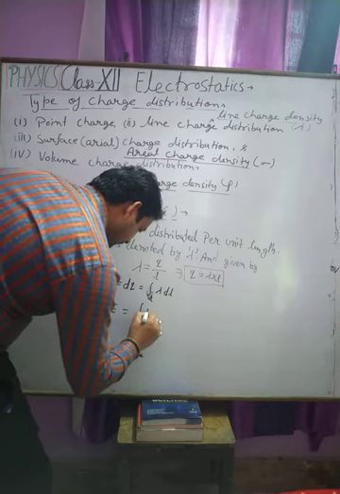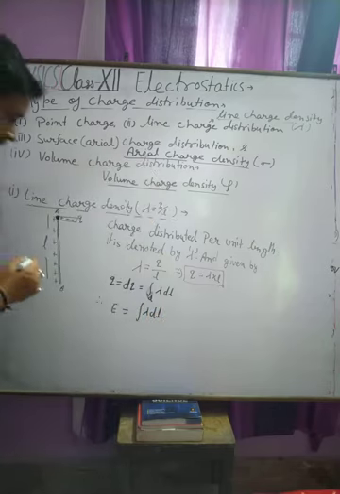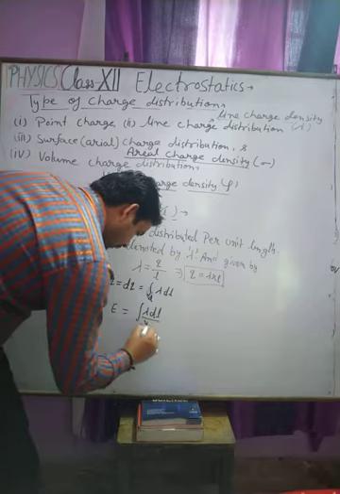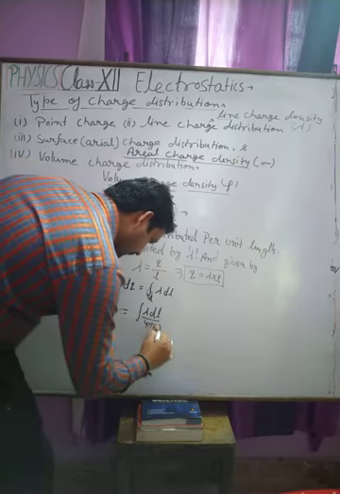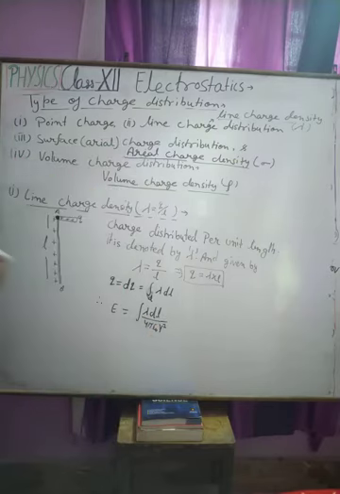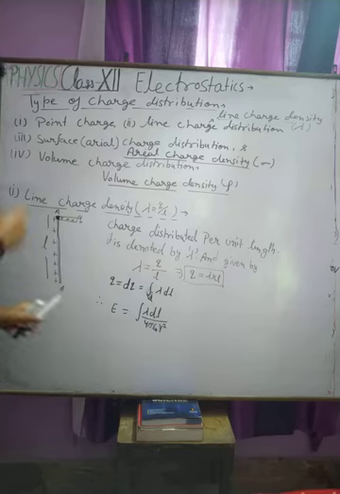integration of lambda dl upon 4 pi epsilon naught r square. Okay, this is the value of the electric field for the distribution of line charge density. Now we go for the next kind of charge density.